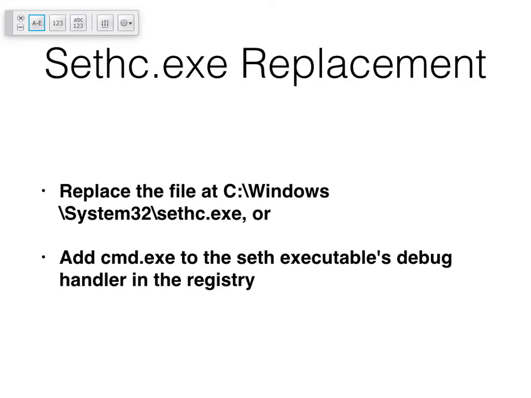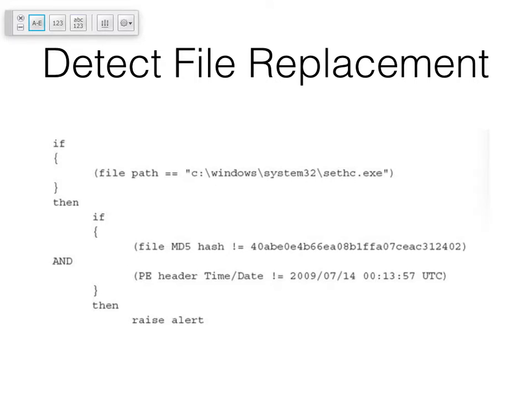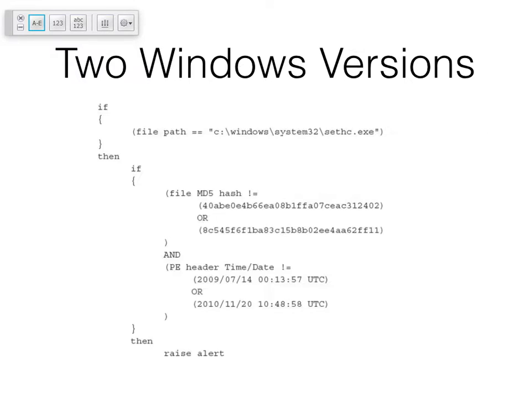Anyway, all right, so you want to know what happened there. So with direct file replacement, you could just look at the MD5 hash of that file and see if it's the MD5 of cmd.exe, and if it is, that means we're going to raise an alert. The problem is there are multiple versions of cmd.exe. Microsoft keeps modifying it for different versions of Windows, so there's not just one MD5 hash.